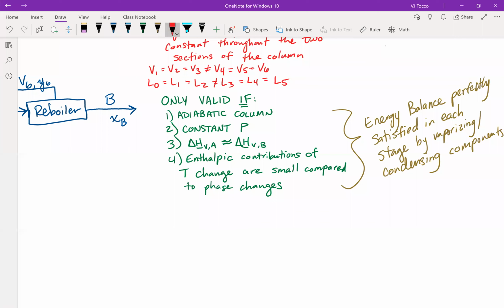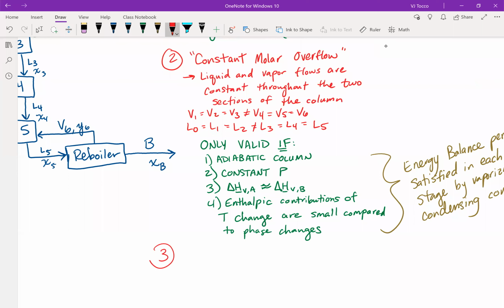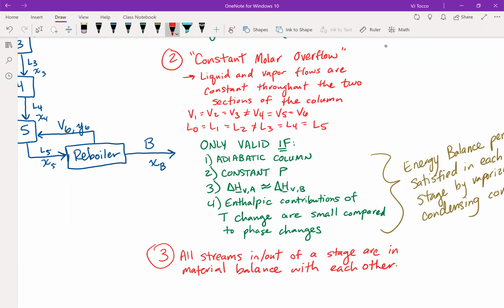And that relationship is that all streams coming into or out of the column must be in material balance with each other. So this one is kind of, I think it goes without saying, but very important to recognize. All streams into or out of a particular stage are in material balance with each other. All right, so let's see an example of that. I'll write the example for stage 2 again.